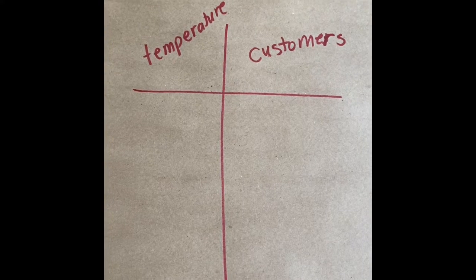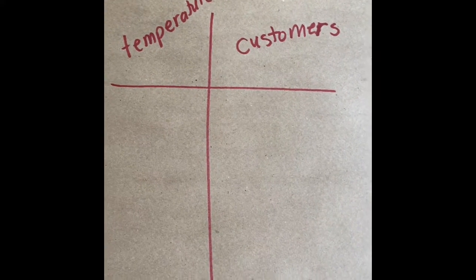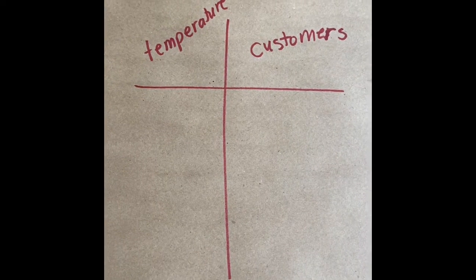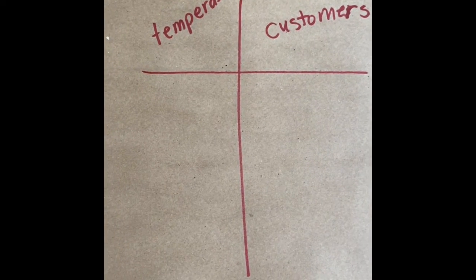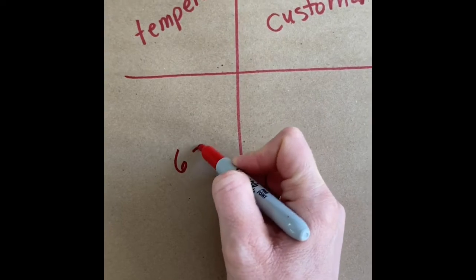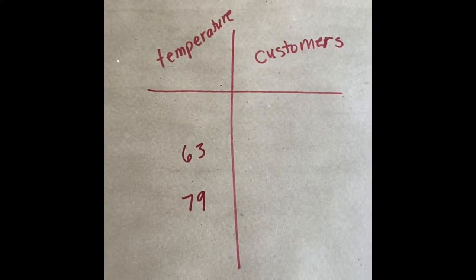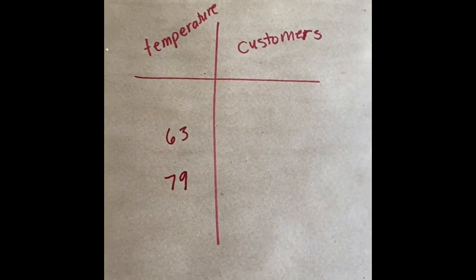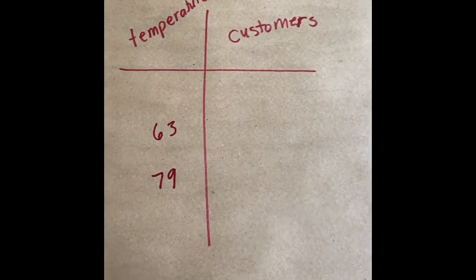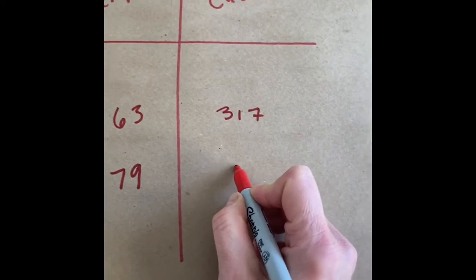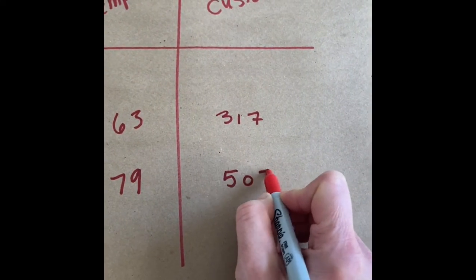When I look at my table of values that I found in Google, I see that the lowest temperature anywhere on that table of values is 63. The lowest one was 63, and the highest one was 79. Those were the lowest temperatures and the highest temperatures. And for my customers, my lowest number of customers was 317, and my highest number of customers was 507.